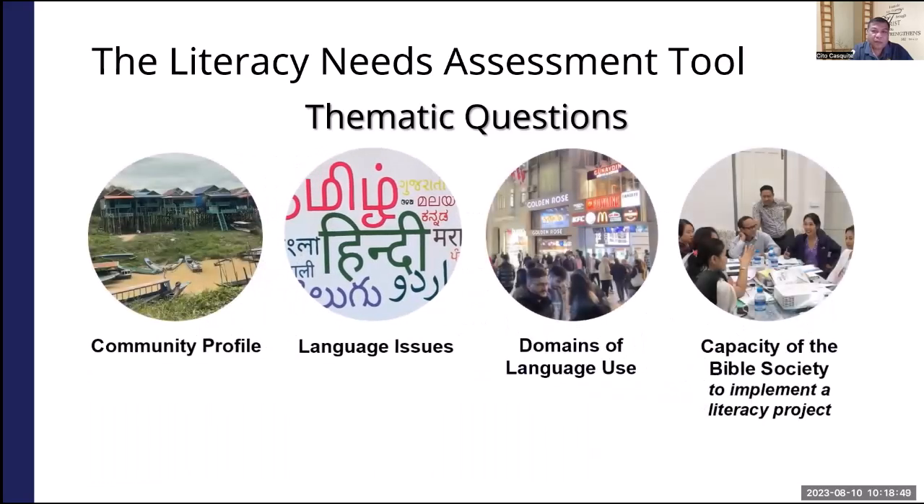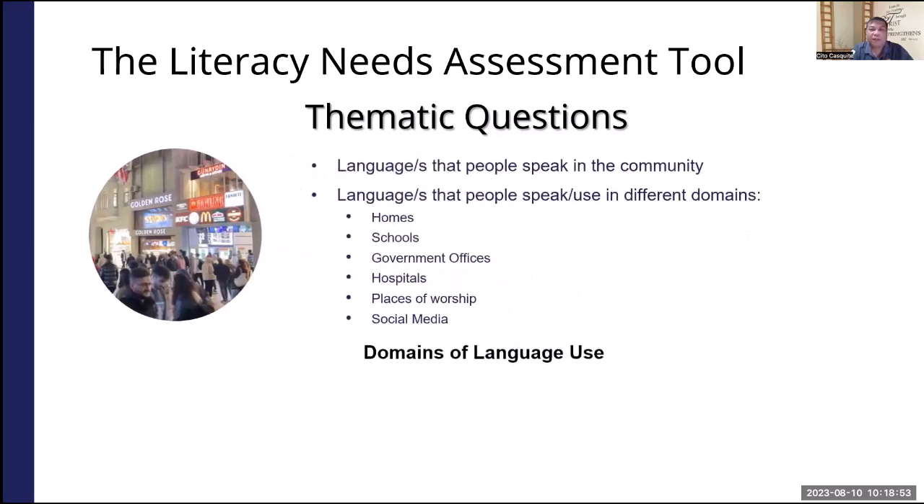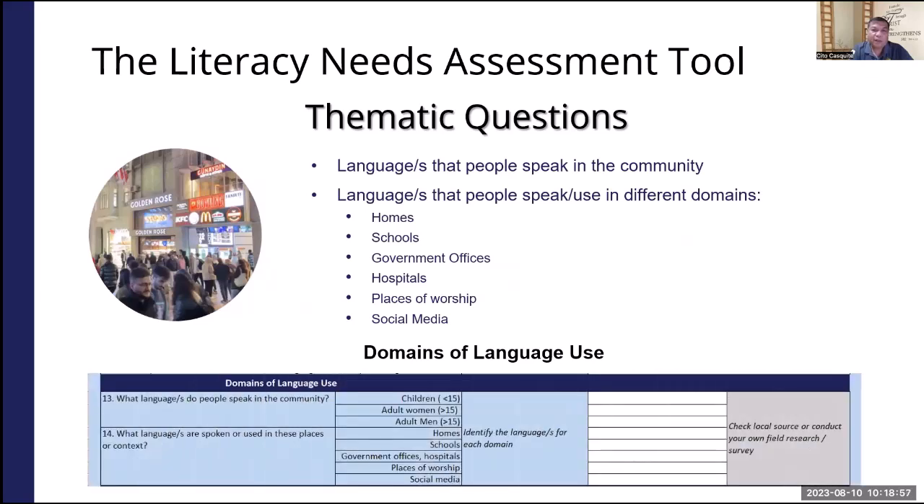So going now to the next one, the domains of language use, we ask what languages they are using in different domains. And the third column is actually the guide on how to answer the questionnaire. So for this question, the only guide here is to identify the language for each domain.